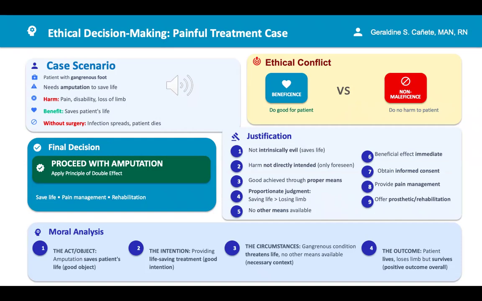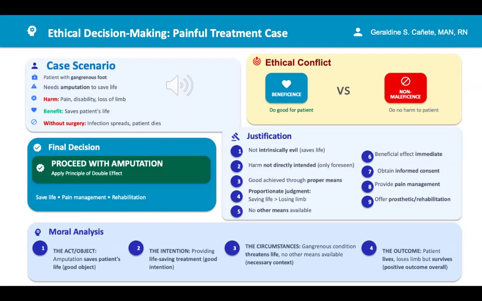Okay, now let's put on our ethical detective hats and dive into our first case study. This one involves a patient with a gangrenous foot who needs an amputation to save their life. This is a scenario that many of you might encounter in your future nursing practice. It's a challenging situation because it involves a painful and disfiguring procedure, but it's also potentially life saving.